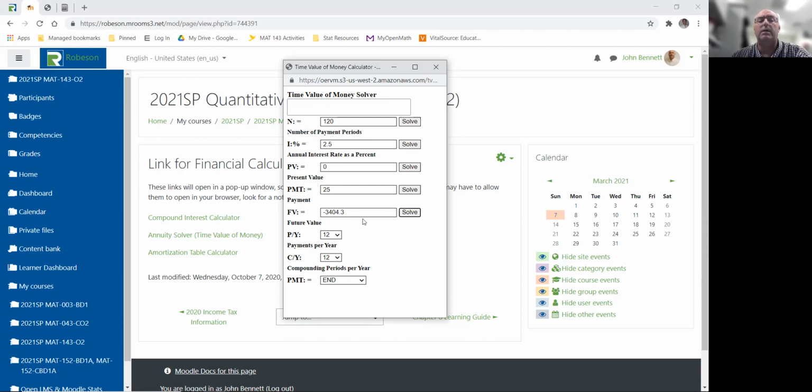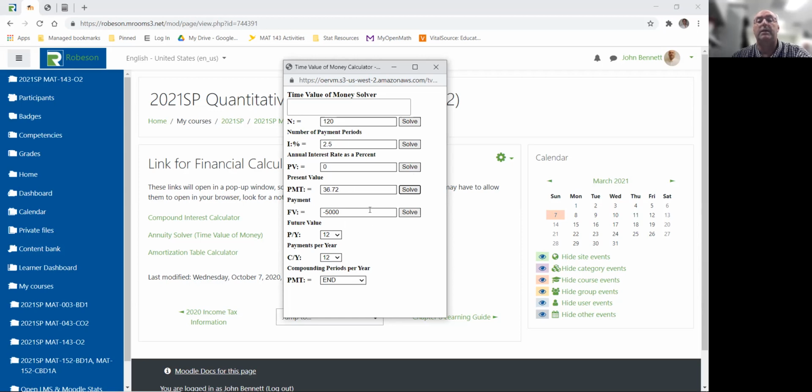Now, suppose that we know that we want to have $5,000 in the account at the end of 10 years, and we want to know what payments we would need to make in order to do that. Well, what we can do is change this last amount to $5,000. We're going to leave previous value at 0 because we're not putting in any money to start with. And we're going to make our payments at the end of each period. So we just have to click solve for the payment amount. And we see that we would actually need to deposit $36.72 at the end of each month in order to have $5,000 at the end of 10 years.